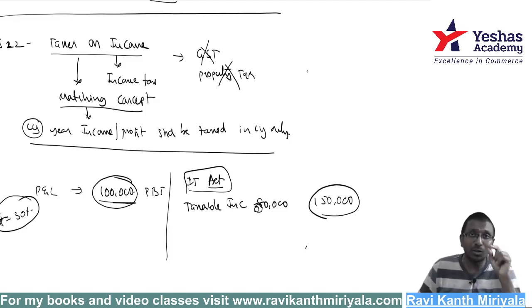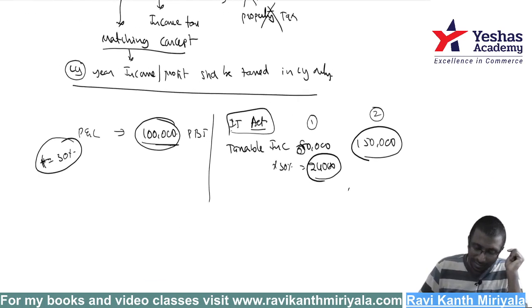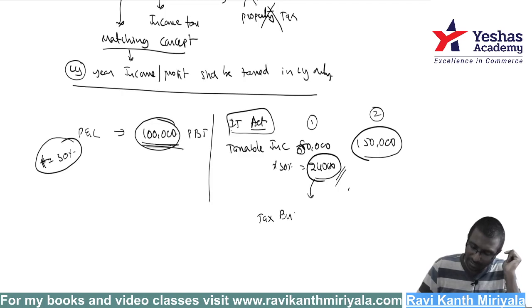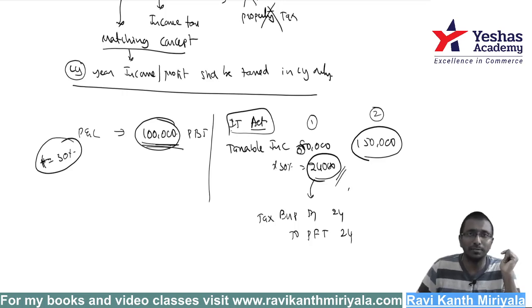If it is 80,000, you will pay 30% by assumption. 30% means 24,000 only you are paying. This is situation number 2. Out of 1 lakh rupees of your profit as per the P&L, you are paying 24,000. What is the journal entry for this 24,000? Tax expenditure account debit to provision for tax, equal to 24,000. You will record 24,000.